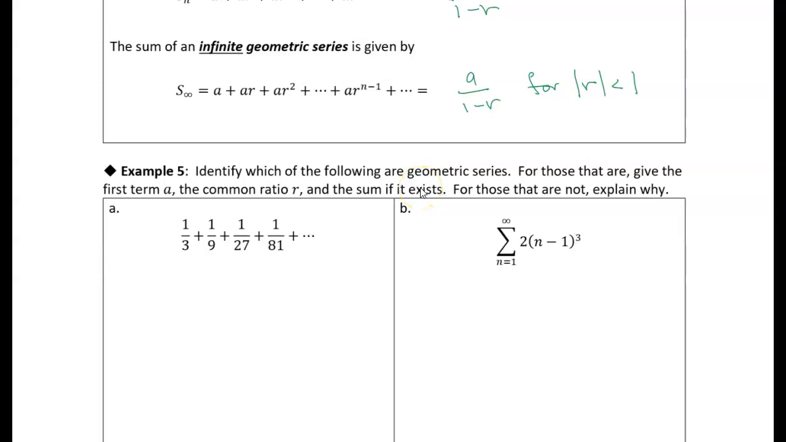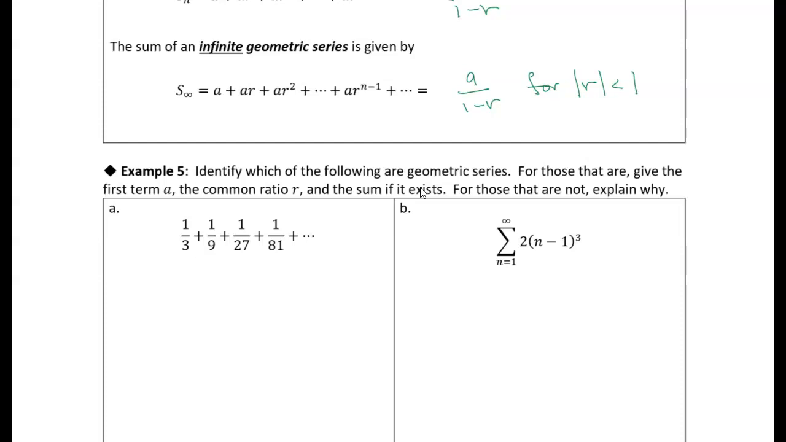All right, so in example 5, we're just going to use the result we just found and find the sums of these geometric series if they are geometric. So we're asked to identify which of the following are geometric, and those that are geometric, we want to find the first term, the common ratio, and the sum if it exists. And if it's not a geometric series, we're asked to explain why.